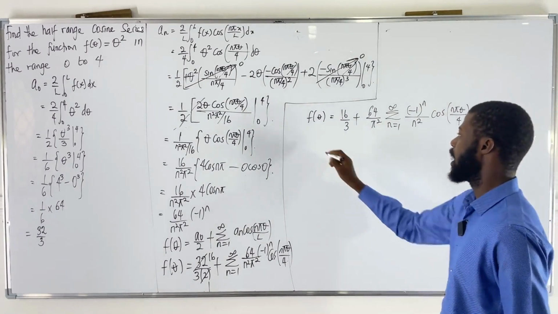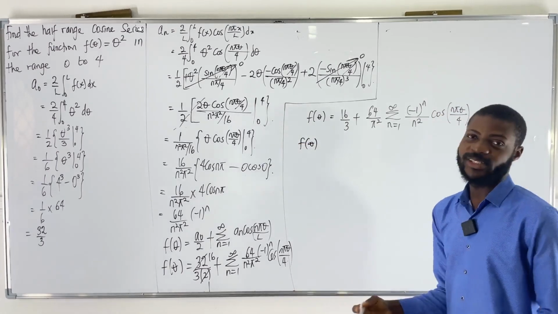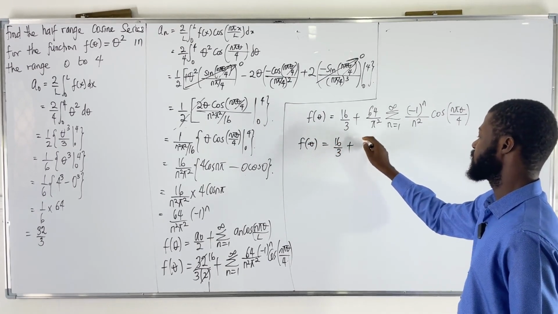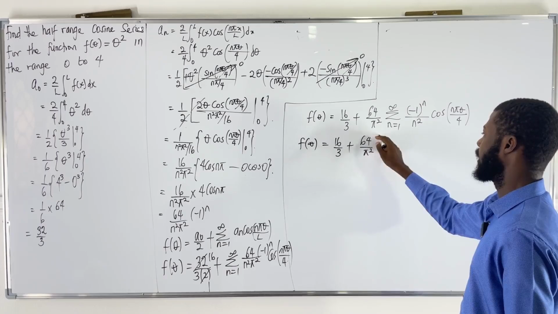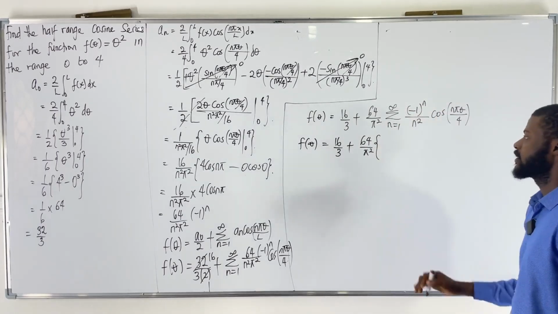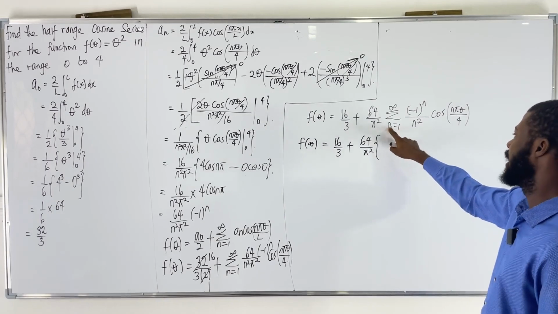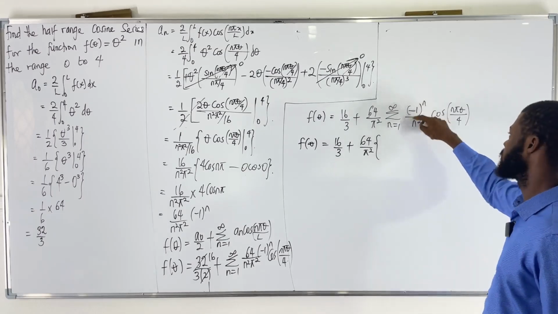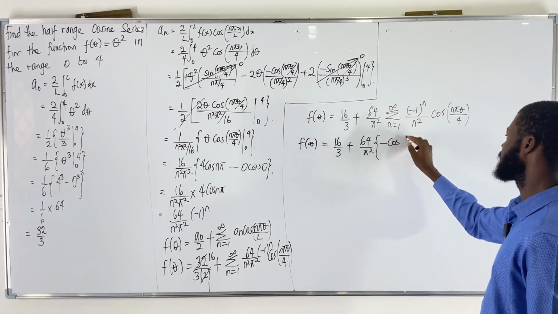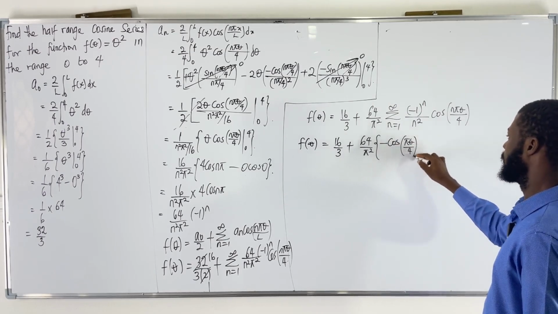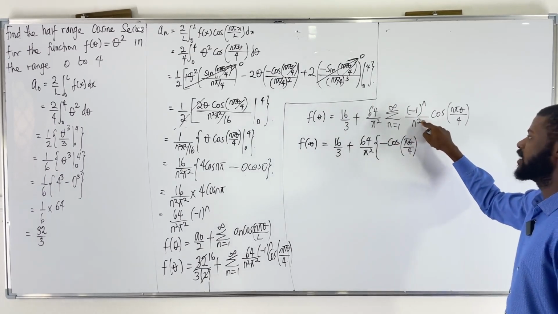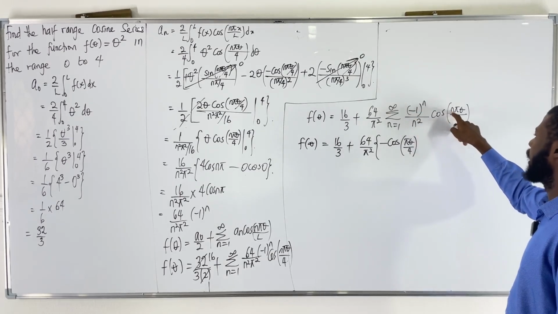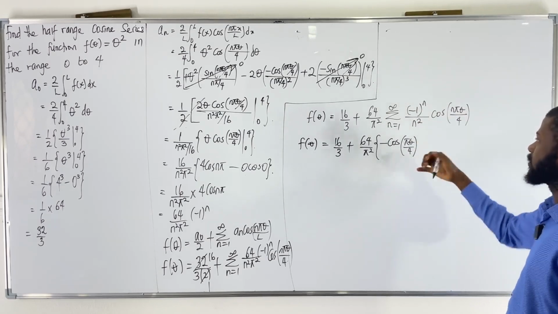But if you have to write out some terms here, this will be 16 over 3 plus 64 over pi squared. Now let's list out some terms. Let n become 1. So minus 1 to the power of 1 is minus 1. So this will be minus cos pi theta over 4. Because if n is 1, 1 squared is still 1. Minus 1 over 1 is minus 1. If you put 1 here, 1 times pi theta is pi theta. That's why we have that.